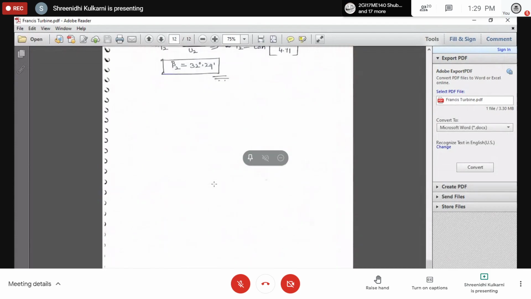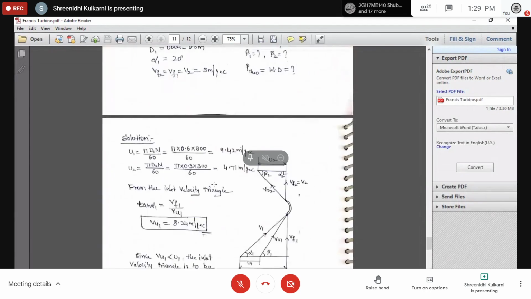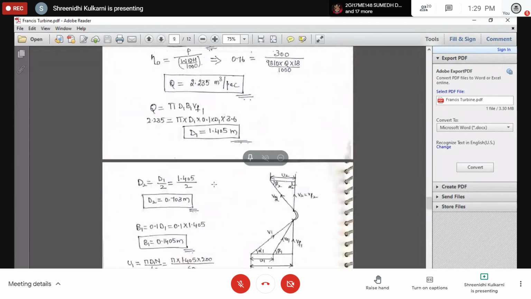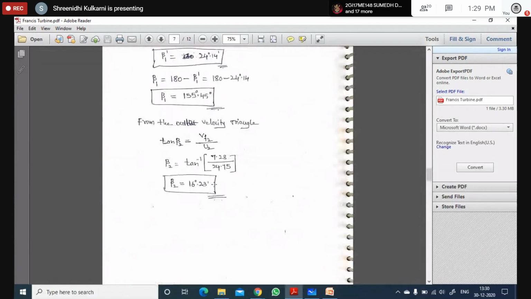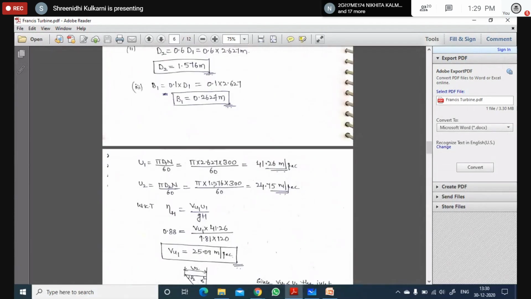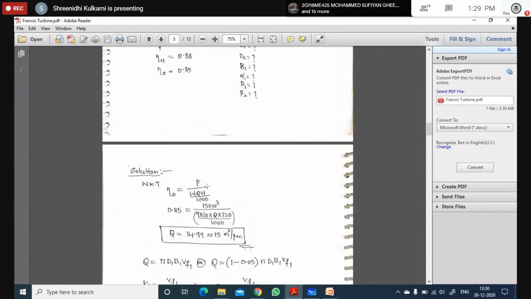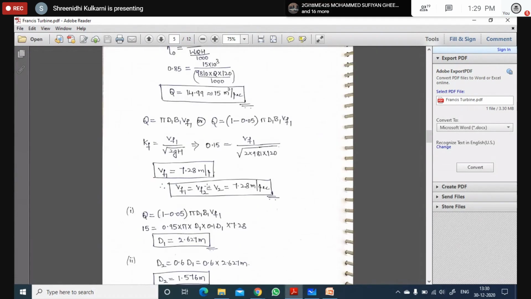So today I am going to stop here. Tomorrow I am going to solve one more problem. After completing that, I will go to unit number 3.